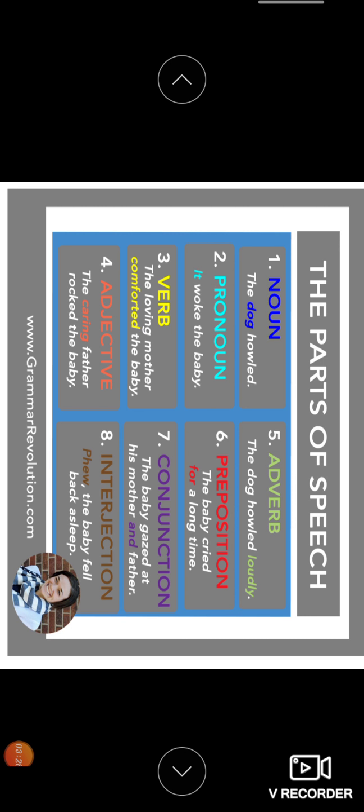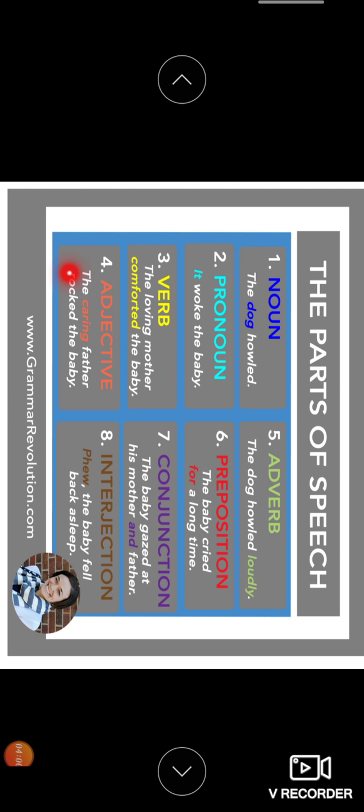Yes, you can see that there are sentences under each part of speech. The same colored word which is used in the sentence is that particular part of speech in that sentence. Okay, the first one is noun. The dog howled. Here dog is a noun. Pronoun. It woke the baby. Here it is a pronoun. Verb. The loving mother comforted the baby. Here comforted is a verb.